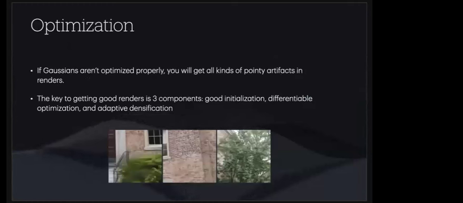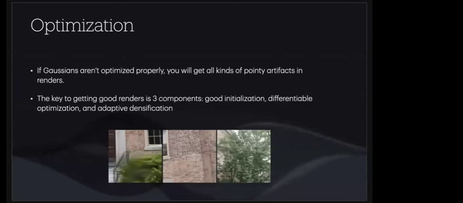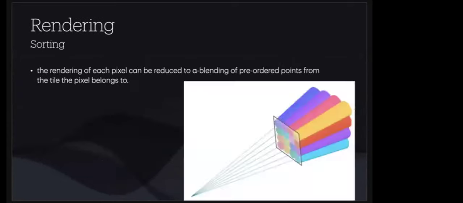Now, if the Gaussians are not optimized, that's a very simple question, right? How is it even possible to get a decent looking image from a bunch of blobs in space? Well, it is true that if the Gaussians aren't optimized properly, you will get all kinds of pointy artifacts in renders, and I show that as well. They look quite like ellipsoids, and the key to getting good renders is three components: good initialization, differentiable optimization, and adaptive densification. Like all those methods which we discussed before this.